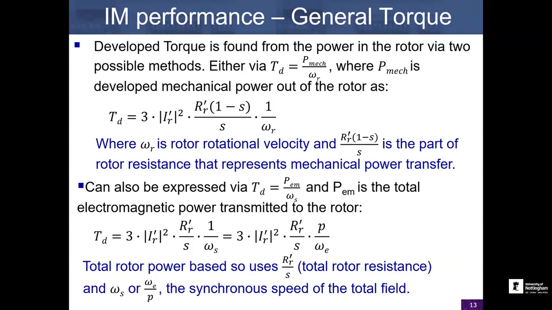We can also work this out in terms of the overall air gap power. So this is using that rotor resistance over S as our total, which will give us our total power into the rotor, some of which is losses, some of which is output. And if we divide that by our electrical synchronous speed, we get our actual output power again. So 2 different ways, but both of them should give us the torque we're developing in our machine.